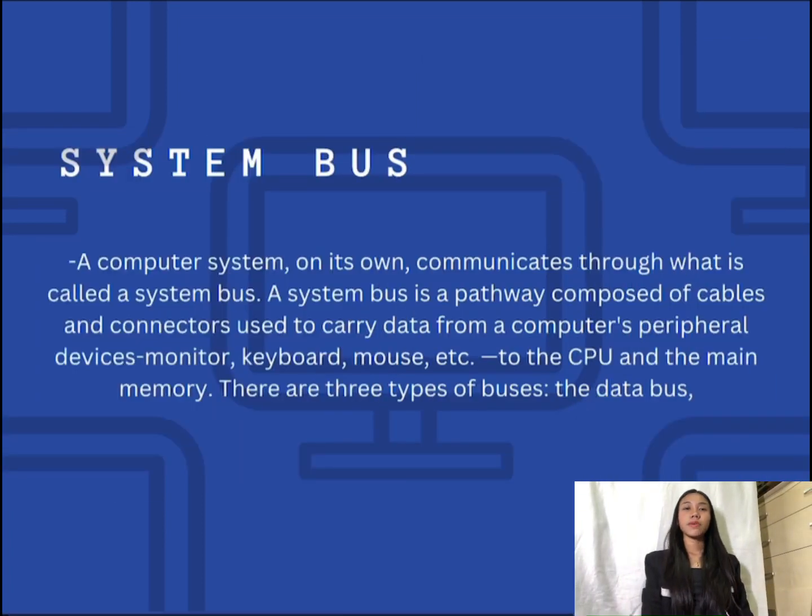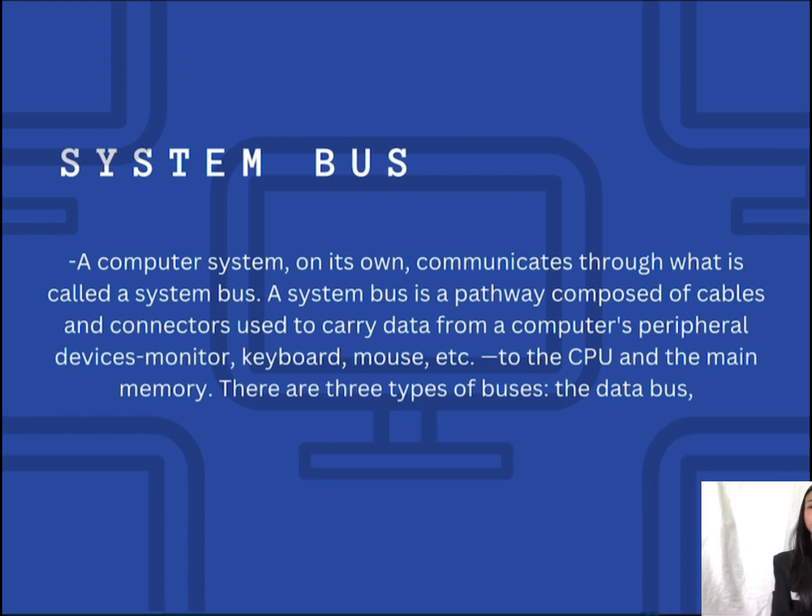System bus. A computer system on its own communicates through what is called a system bus. A system bus is a pathway composed of cables and connectors used to carry data from a computer's peripheral devices, monitor, keyboard, mouse, etc., to the CPU and the main memory. In a computer system, the communication between the CPU, or the central processing unit, main memory, and peripheral devices like the monitor, keyboard, and mouse is facilitated by a system bus.